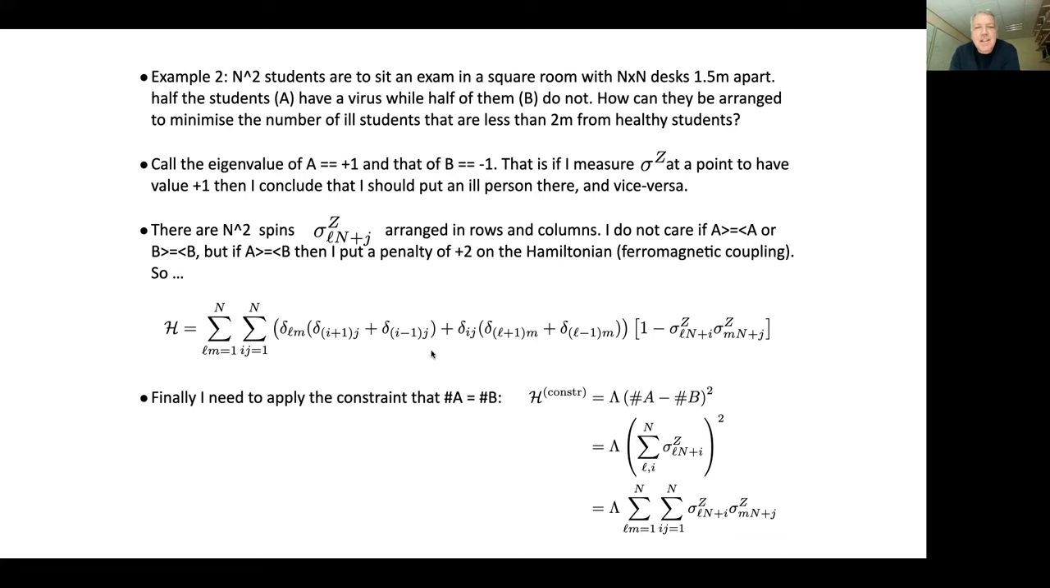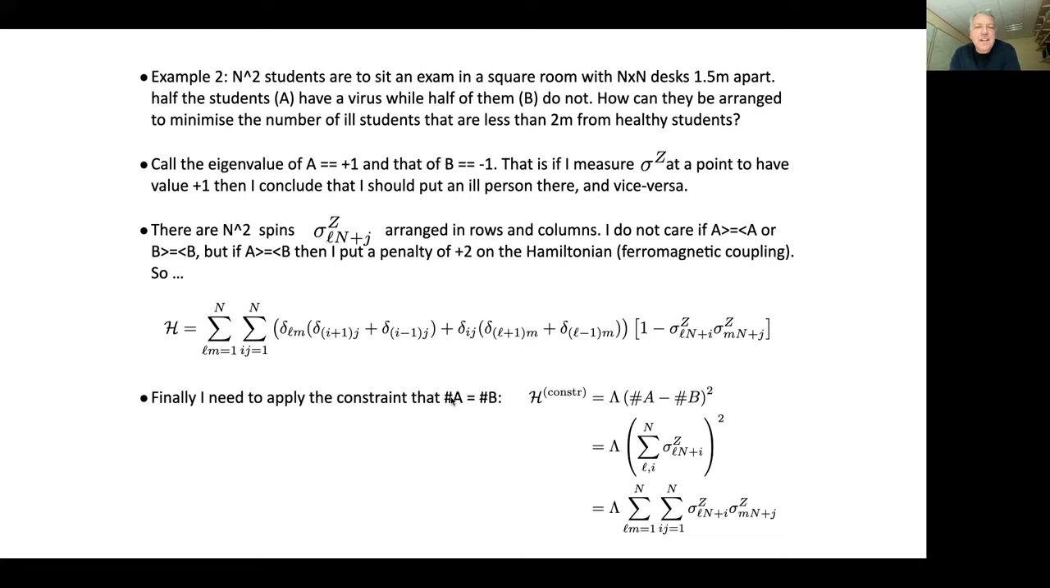So I go around all of the tables in the room, all of the I's and J's, the rows and columns. And at every value of L, say, I look at delta LM. So I'm looking at a certain row, and then I look at tables in the row and the table next door, plus one, and the table minus one. That's what this term is doing. And I apply a penalty, which is one minus sigma of the I and sigma of the J. If the two people, the I and the J, are the same sign, this is zero. So it doesn't care if they're both A or both B, but if A is not equal to B, so if it's an ill next to a well, I get plus two. That will do the thing of stopping A sitting next to B.